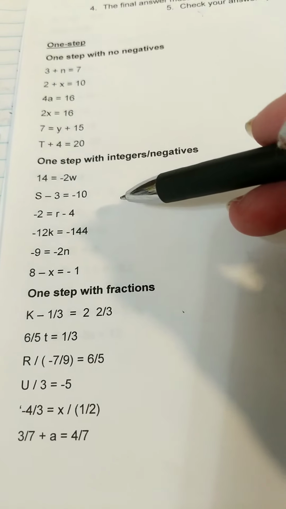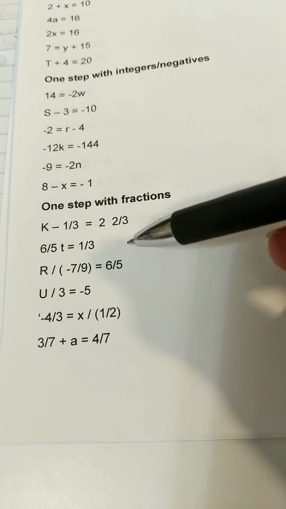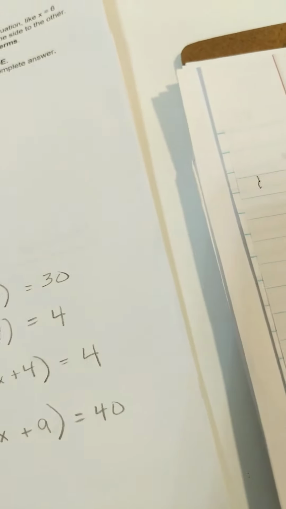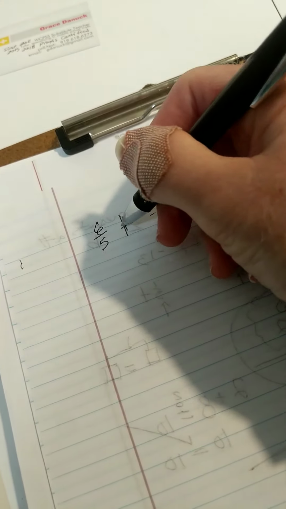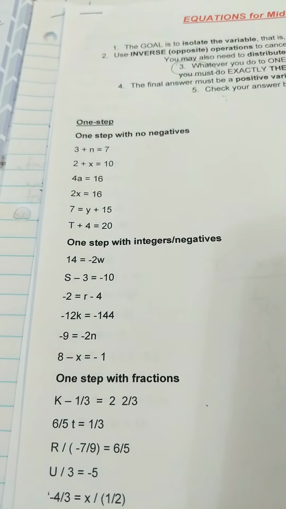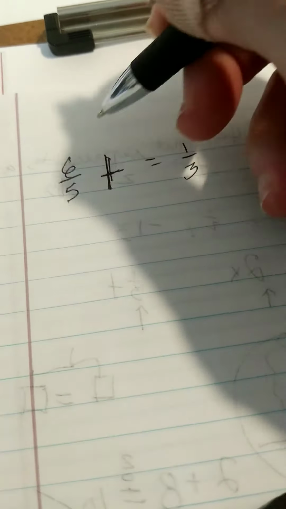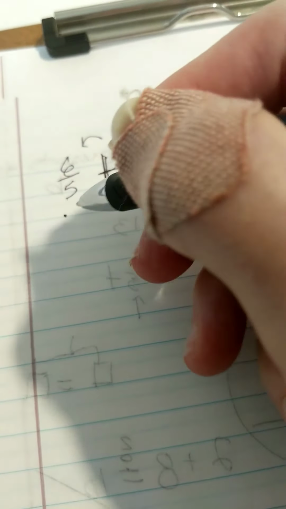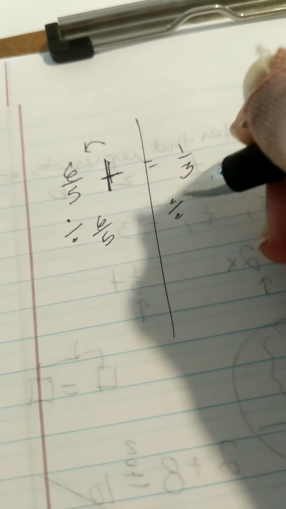Okay, next thing I'm going to do is an equation using fractions first. So 6/5 t equals 1/3. So far, everything that we've done is called a one-step problem because you just have to do one step to get the variable by itself. Okay, we want to solve for t. Right now, t is being multiplied by 6/5. Well, what is the opposite or the inverse of multiply by 6/5? It is divide by 6/5. And we must do it on both sides.